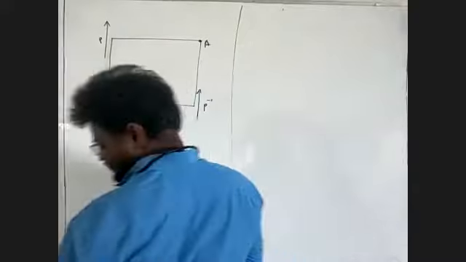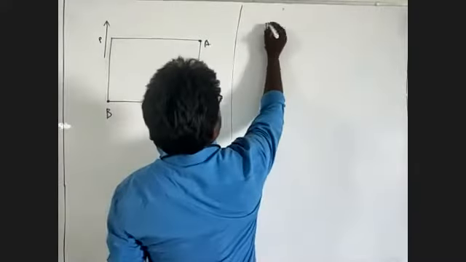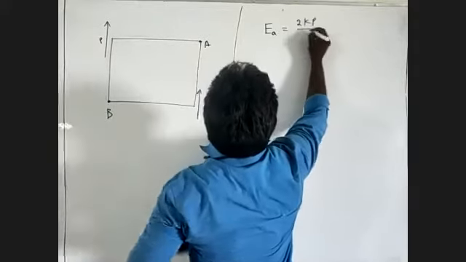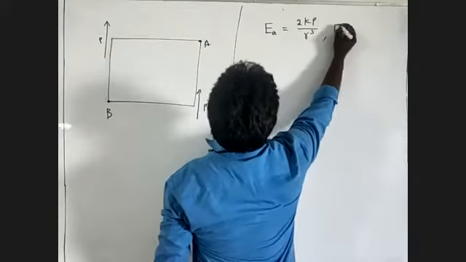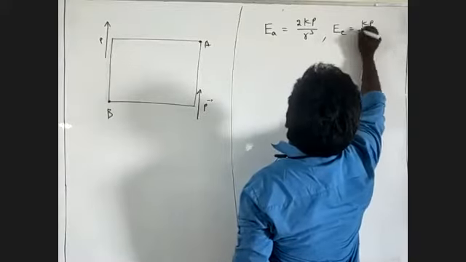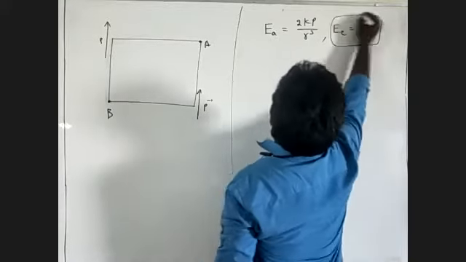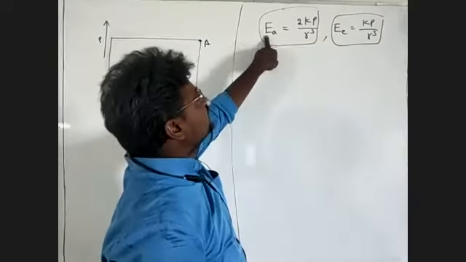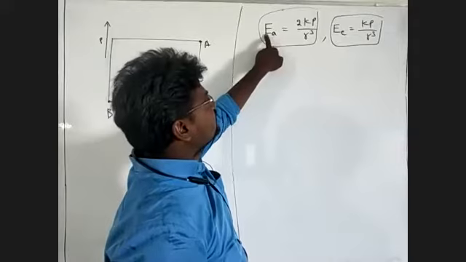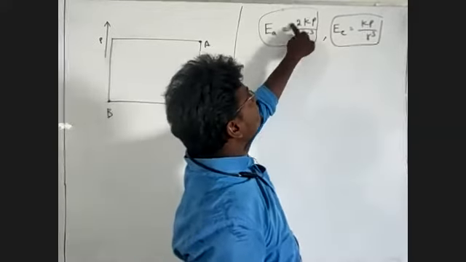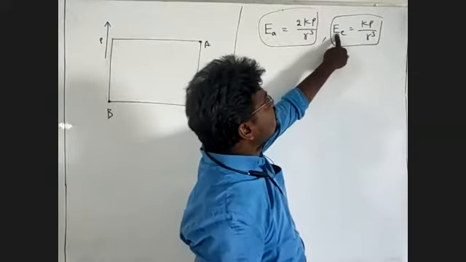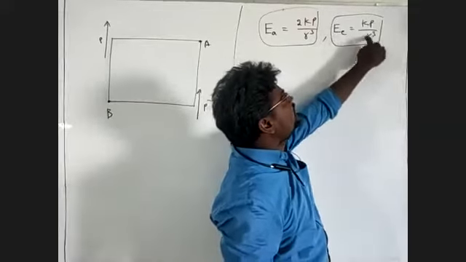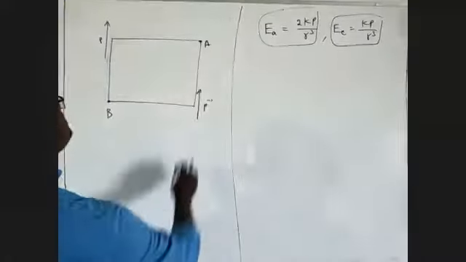Now see, we know some basic points. The electric field at an axial point is E axial equal to 2kp by r cubed, and E equatorial is equal to kp by r cubed. The electric field on the axial line is 2kp by r cubed. The electric field at the equatorial point is kp by r cubed. That is the formula.